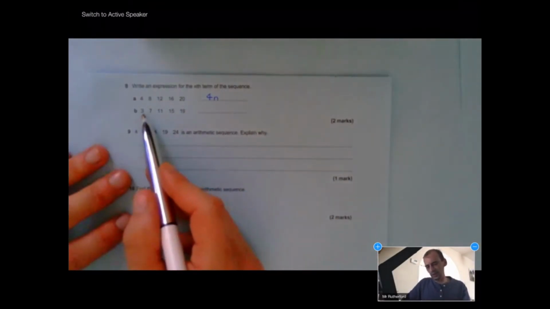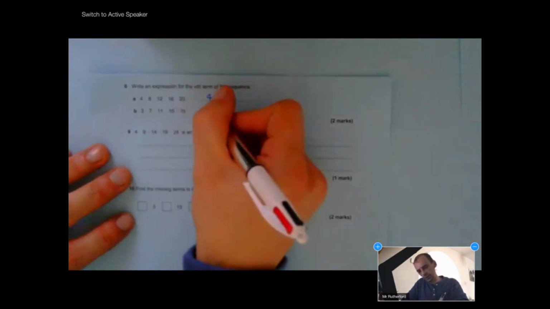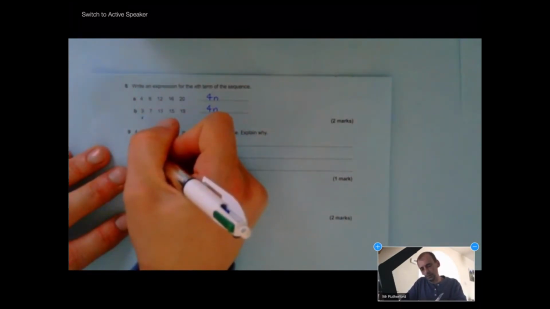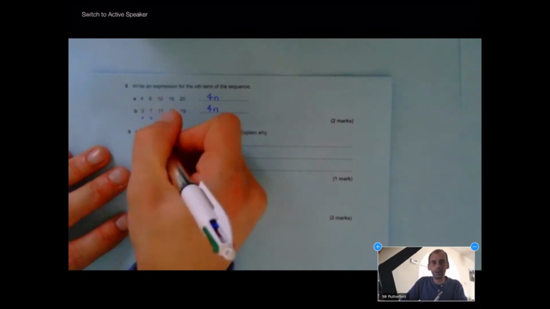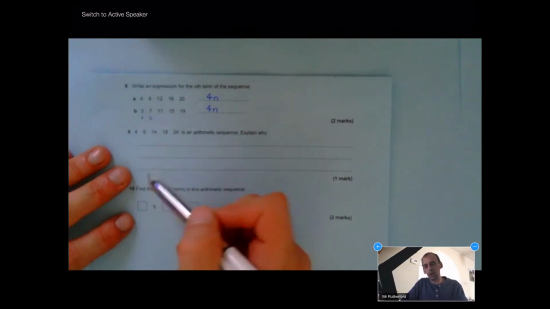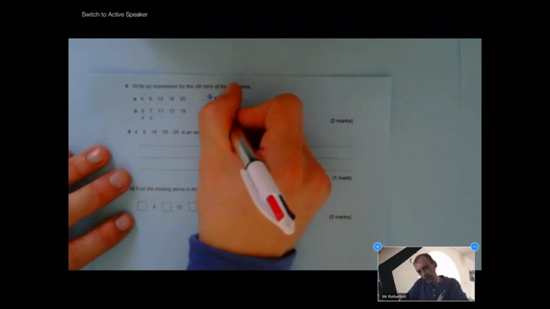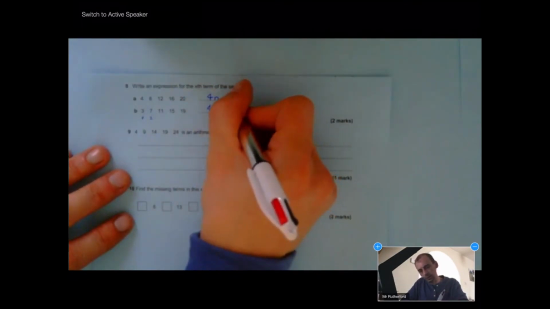The next one, again, this is going up in 4s again, so it's linked to the 4 times table again, 4 times the position number. Now when the position number is 1, 1 times 4 is 4. 2 times 4 is 8. So these numbers are 1 less than the 4 times table. So 4n take away 1.